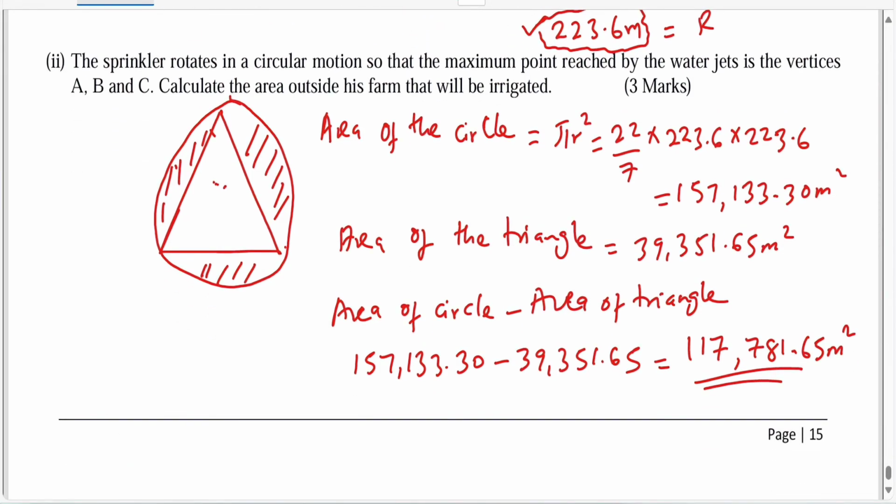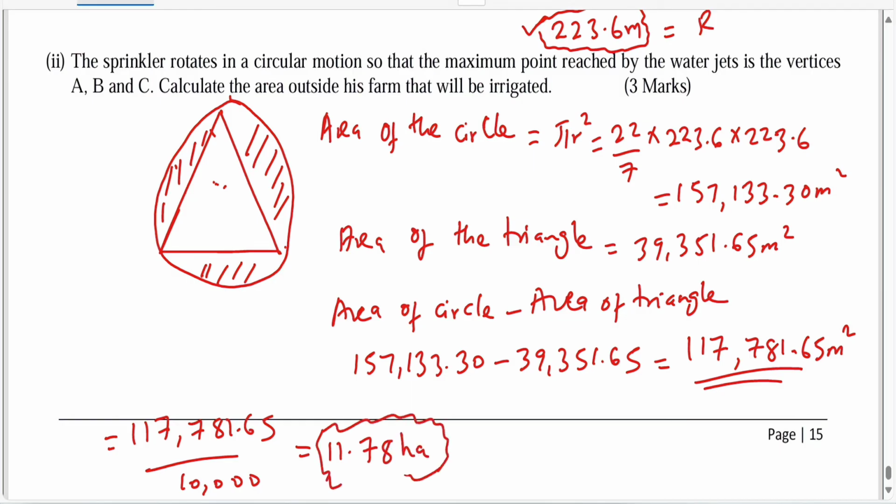So ukitaka ukibadilisha kwa hectares, it basically means you take that 117,781.65 divide by 10,000 because still area. So if you divide by 10,000, you get 11.78 hectares. So that basically that's your answer.